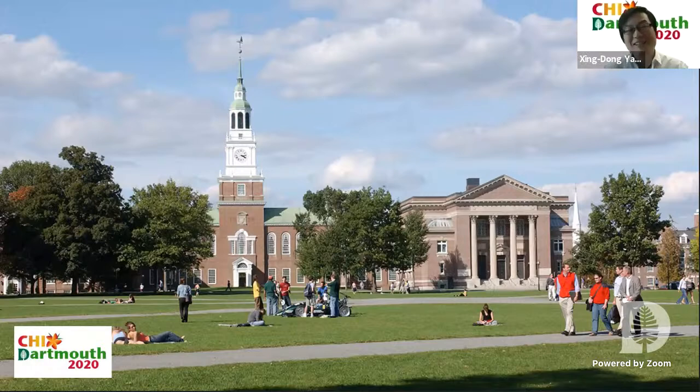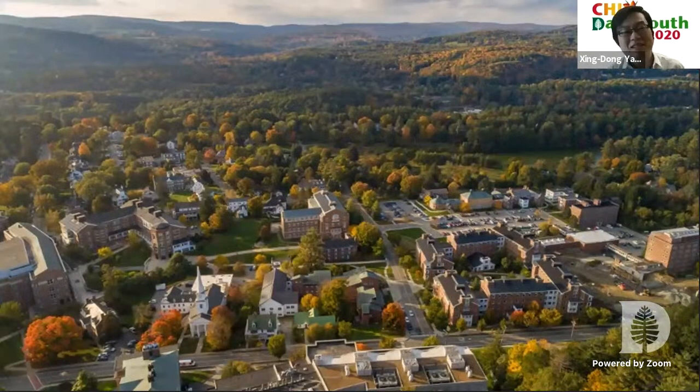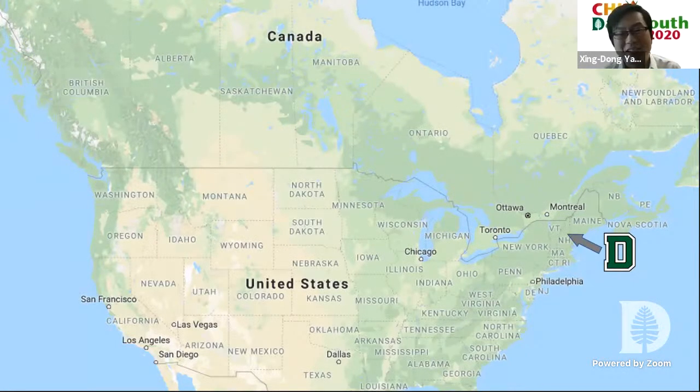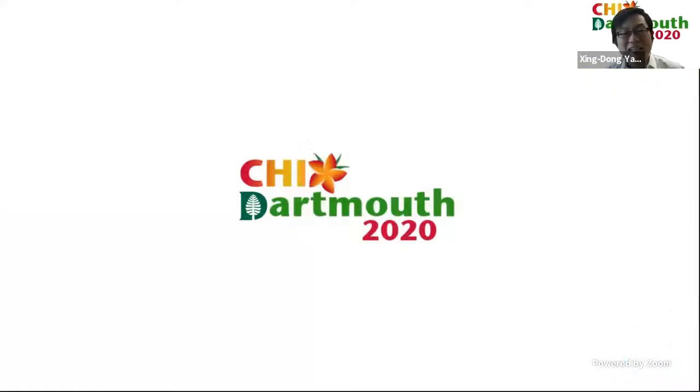So this is Dartmouth campus in the summertime. Here we have the bird's eye view of Dartmouth campus, and here is the map. So we're on the East Coast. I would like to welcome you again to the Dartmouth Virtual CHI event. We have presenters from Dartmouth, Cornell, National Taiwan University, and the City University of Hong Kong. This is a great set of collaborative work, with each paper having at least one author from Dartmouth, either from computer science or engineering.